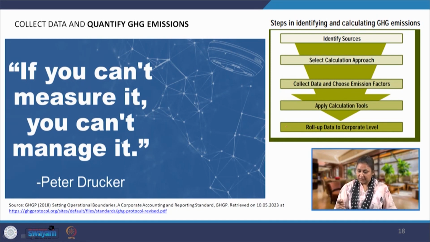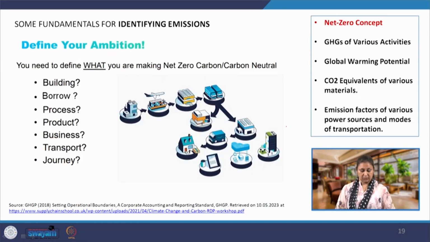So, what we have seen, the first step is to identify the sources, that is part of the inventory identification. We go ahead and select the calculation approach. How do we calculate? Then we collect the data, choose emission factors, apply them, and put up that data. This is within the corporate that we put up to the higher authorities. Now, how do we identify these emissions?